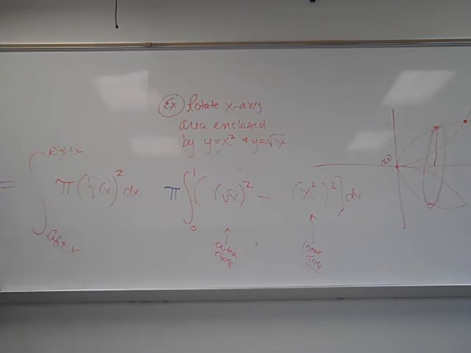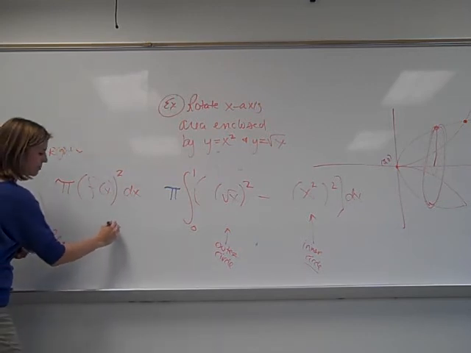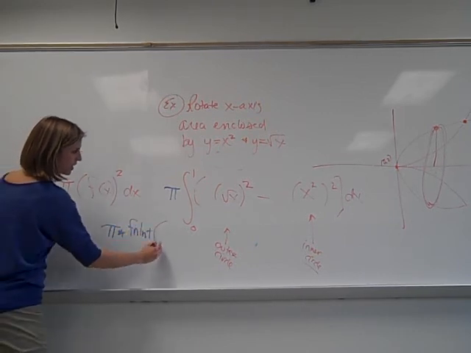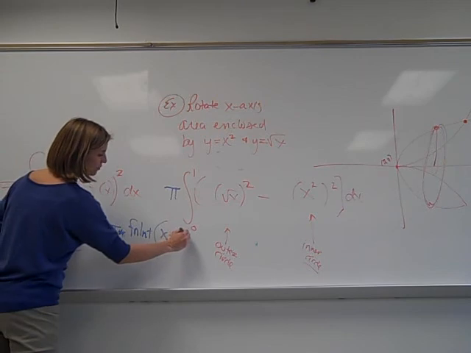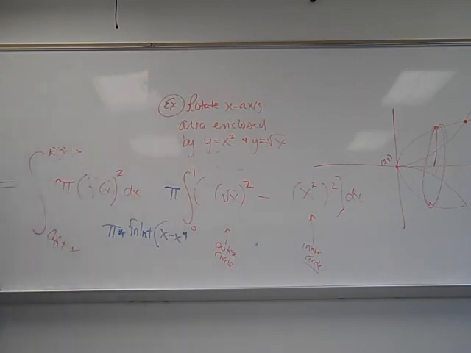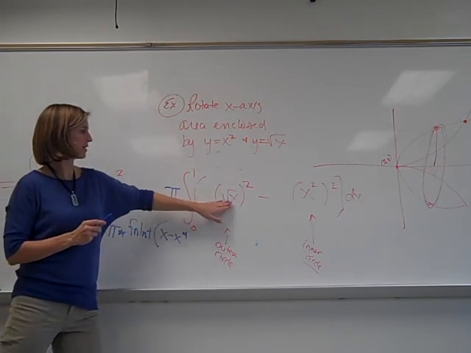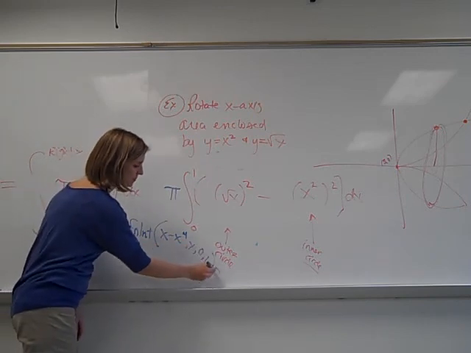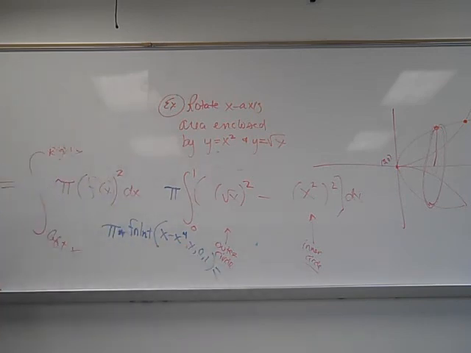So you can put this in your calculator. If it were me, I would put in pi times FNINT. I would just put in x minus x to the 4th, because the fewer parentheses you have, the easier. So I would simplify this and that. Comma x, comma 0, comma 1. I don't know if I wrote the answer down. No, I didn't. Whatever you get, you get.